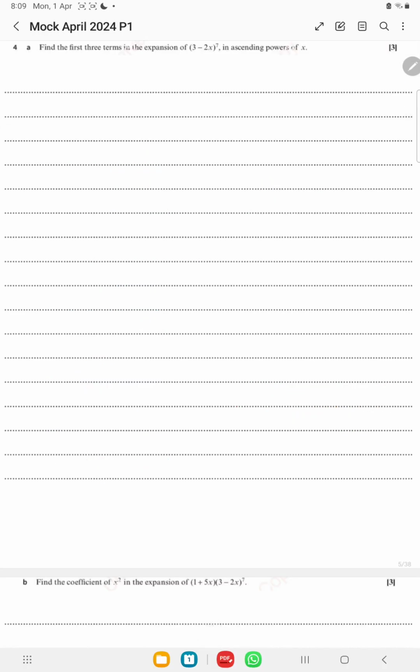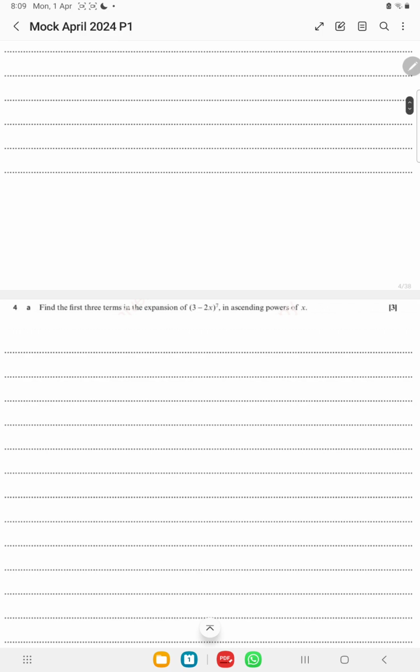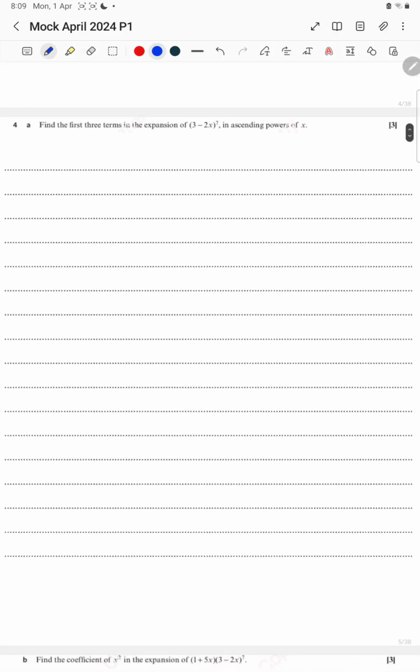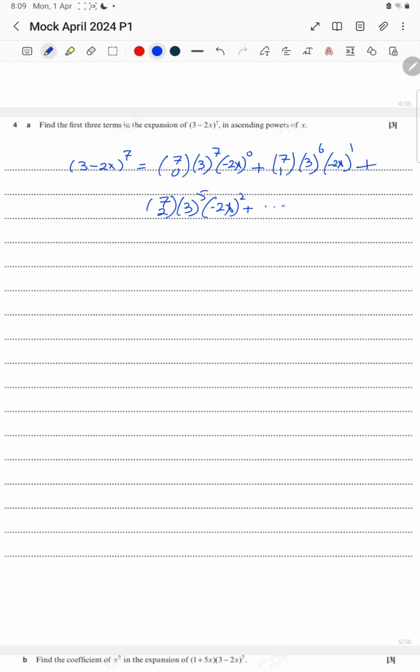Okay guys, now in question number 4, it is given: find the first three terms in the expansion of (3 minus 2x)^7. So we need to write the first three terms. In the MF19 formula sheet, we know the binomial expansion rule. I'm going to expand it: 7C0 3 power 7 and (minus 2x) power 0, plus 7C1 3 power 6 and (minus 2x) power 1, plus 7C2 3 power 5 (minus 2x) power 2, and so on, because we are restricted to write the first three terms. So 1, 2, 3 terms.